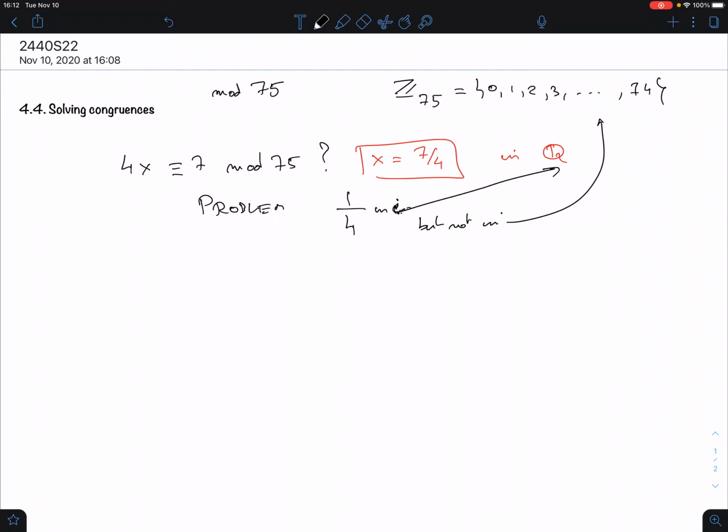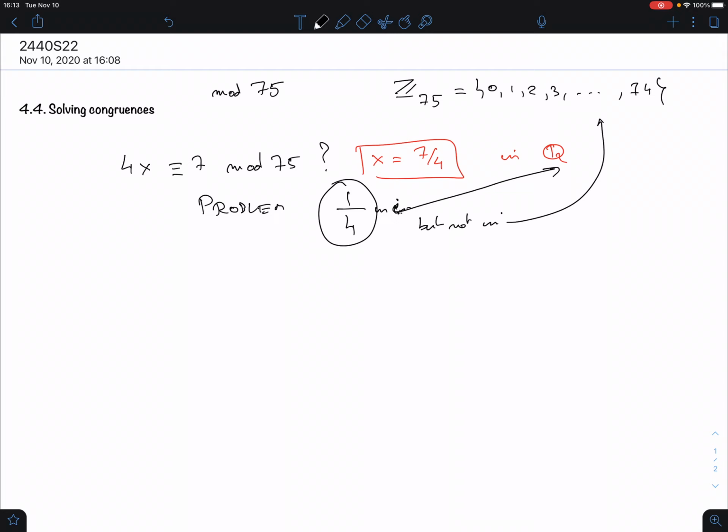So in other words, remember, we call this the reciprocal, but what it really is, is the multiplicative inverse. Meaning that if you multiply 4 with its multiplicative inverse, 1/4, then the result is 1. So now we're looking for a number in Z75 which, if you multiply with 4, you get 1.